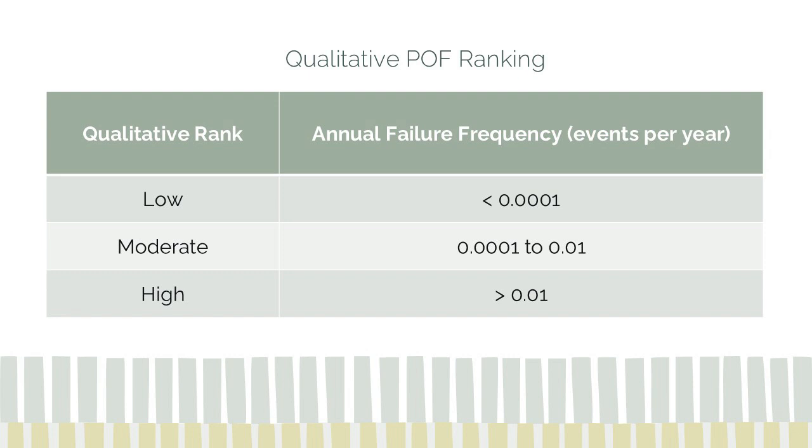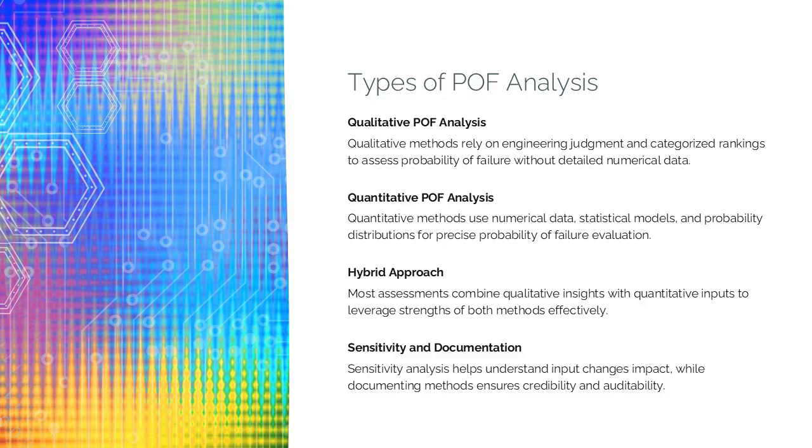POF analysis methods exist along a continuum ranging from purely qualitative to fully quantitative approaches. Qualitative methods rely primarily on engineering judgment and categorized rankings, while quantitative methods use numerical data, statistical models, and probability distributions. In practice, most RBI assessments employ a hybrid approach that blends qualitative insights with quantitative inputs.